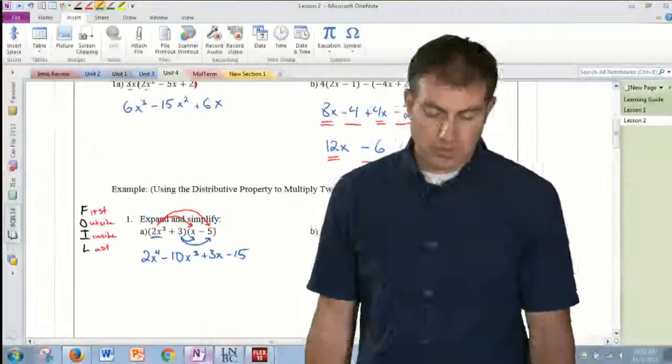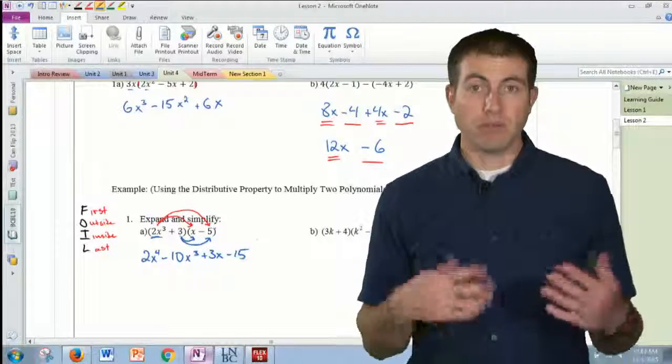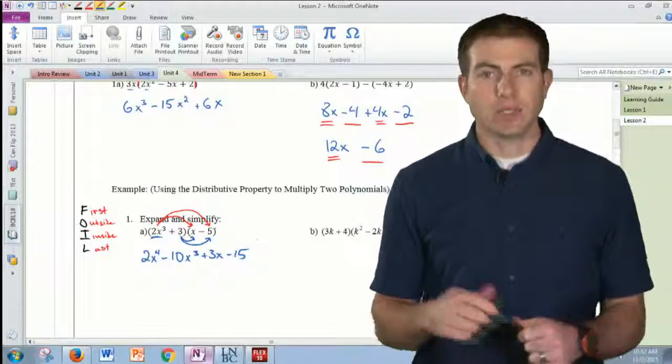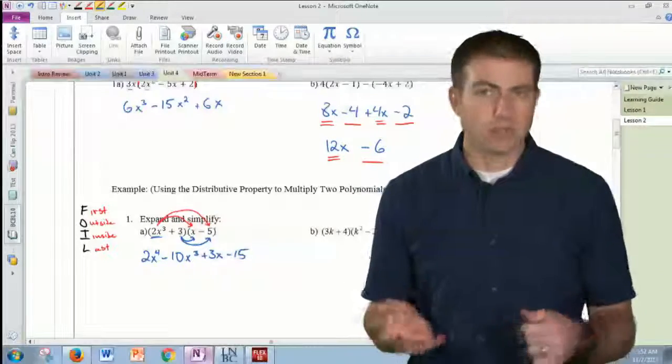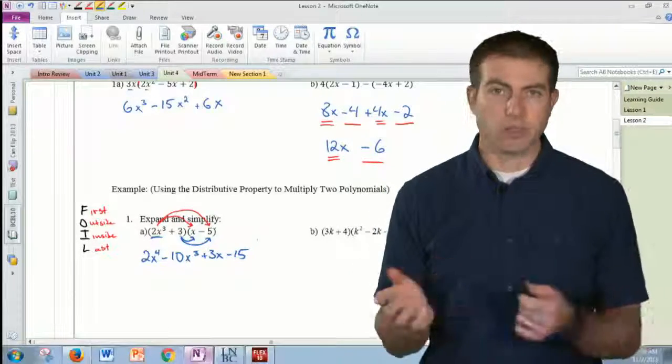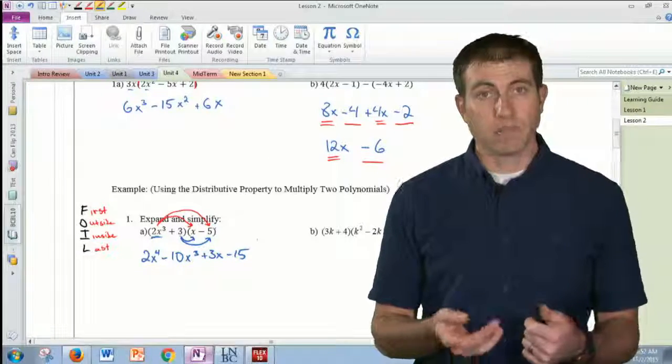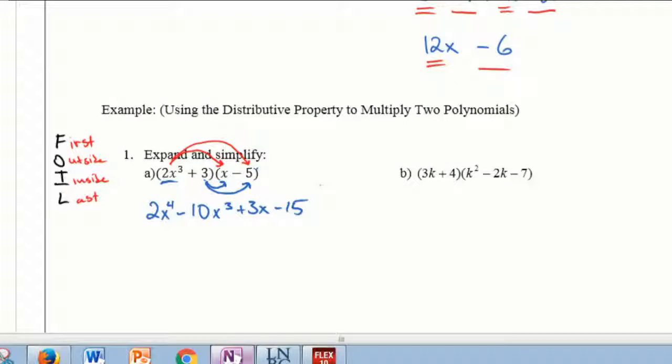So at this point, everything's been multiplied by everything else. I've done my FOIL. And what I need to do now is say, are there any like terms I can combine together? Do I have any x's or just numbers that can be added or subtracted together? So if I look, I see I have an x to the power of 4 and an x to the power of 3 and an x and a 15. So there is nothing I can do to combine any of these together.